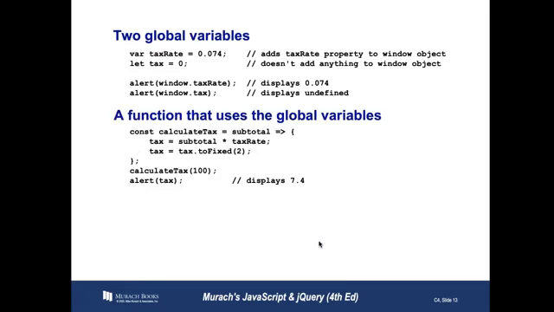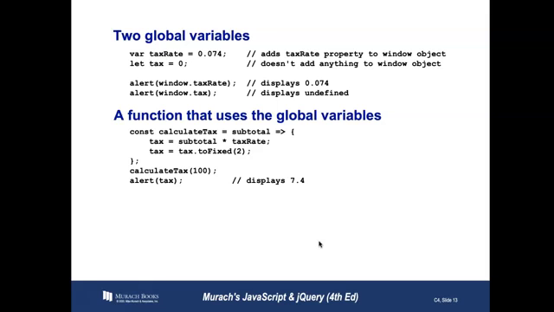Now, let's talk about global variables. In this case, we've got a tax rate that's var. We're declaring it for global use. And when we use var, it adds the tax rate property to the window object. Let does not add anything to the window object.